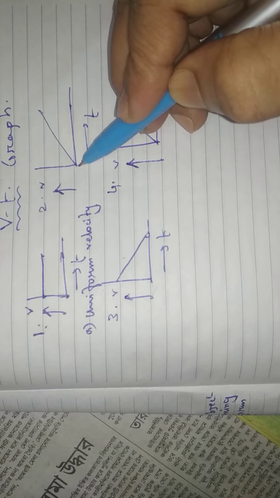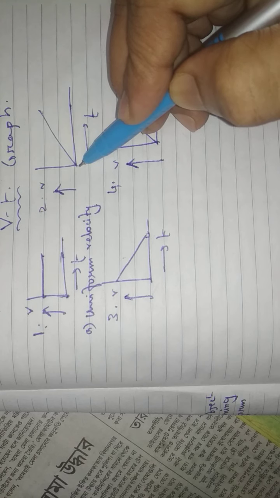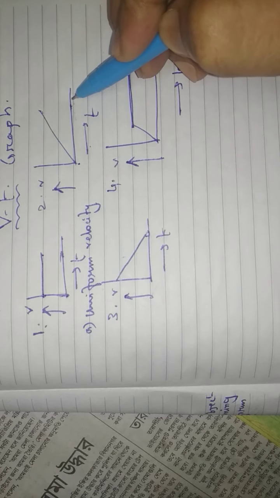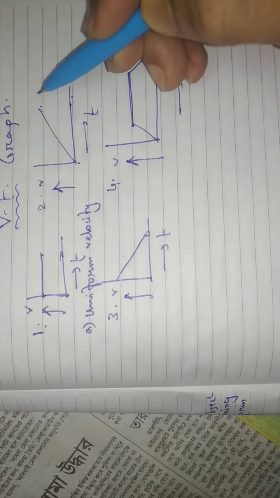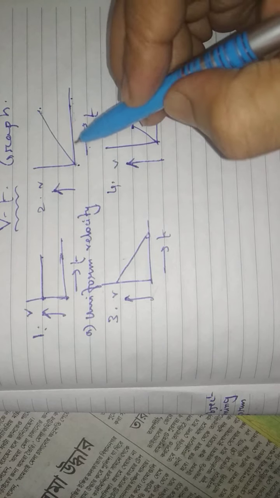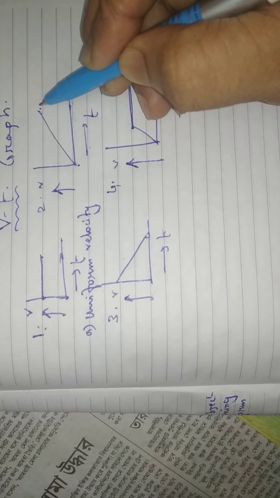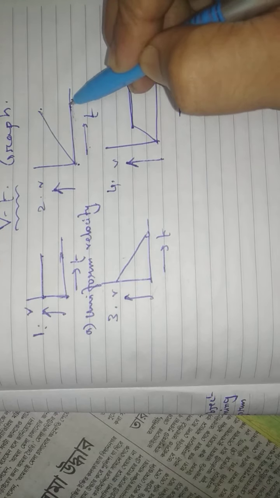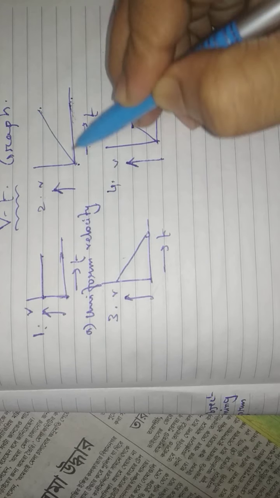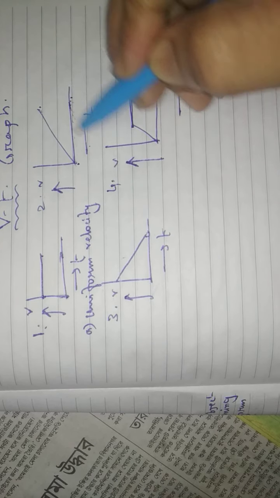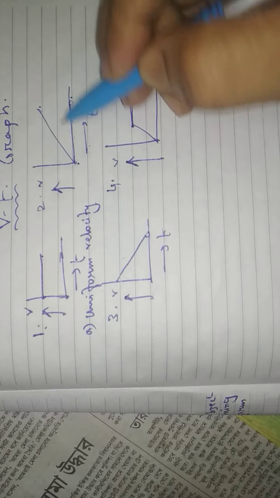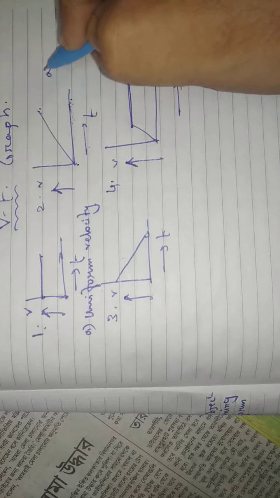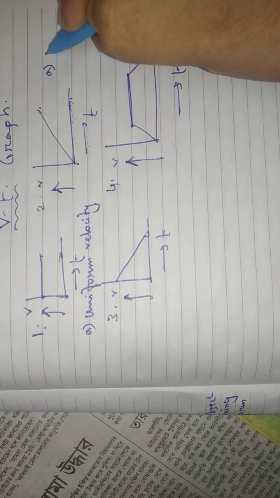the object initially had no velocity, initial velocity was 0, but with the passage of time the velocity is increasing. So in this case we can say it is in accelerated motion. With the passage of time, if velocity is increasing or changing, that means there is an acceleration.